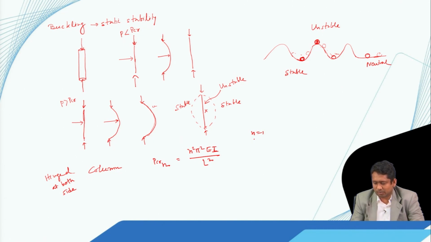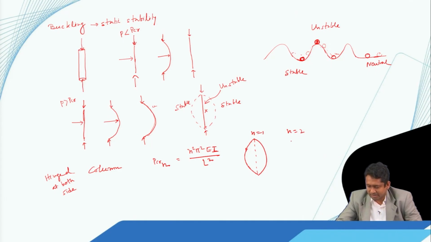So when n is equal to 1, this is how the buckling shape looks. It can be in this direction also. So these are the two shapes, and the initial state configuration is this. N is equal to 2. Again, this is the initial state configuration which is not stable now, and the buckling mode shapes are this.